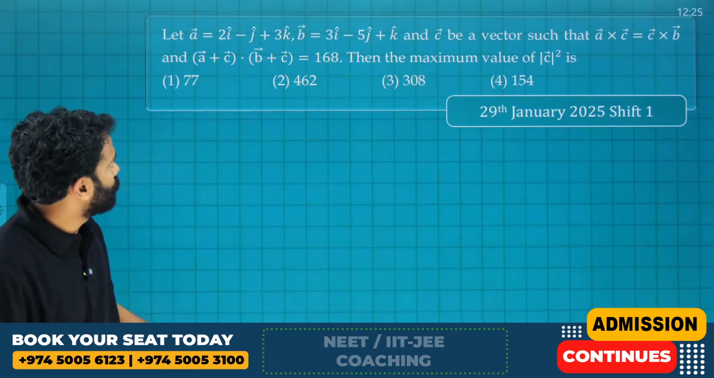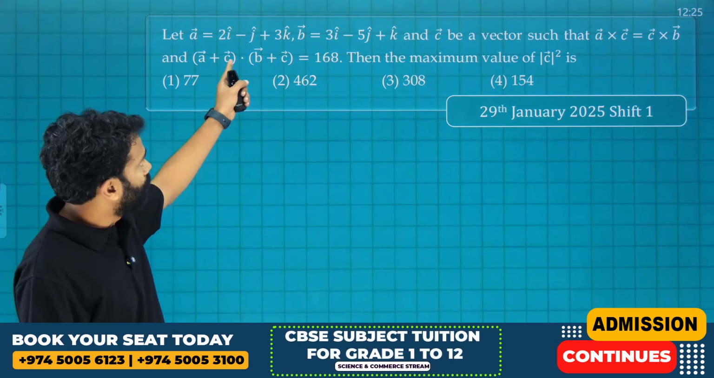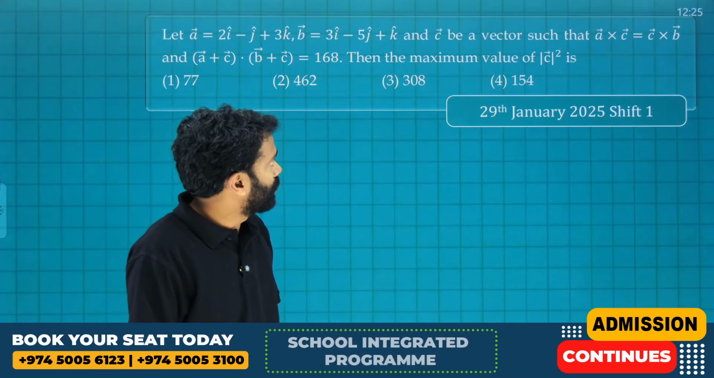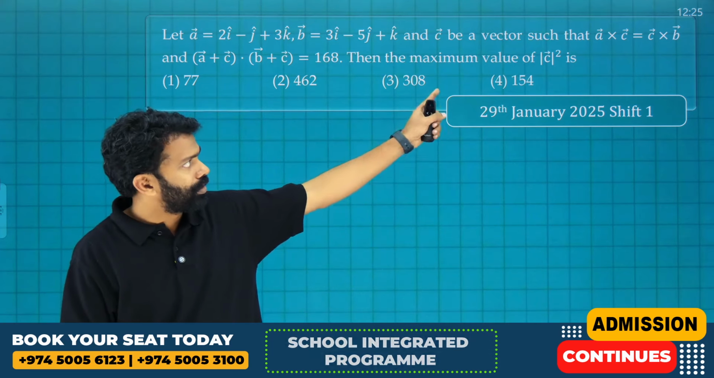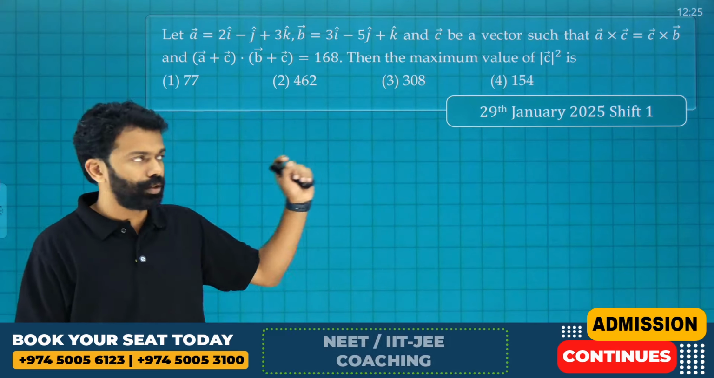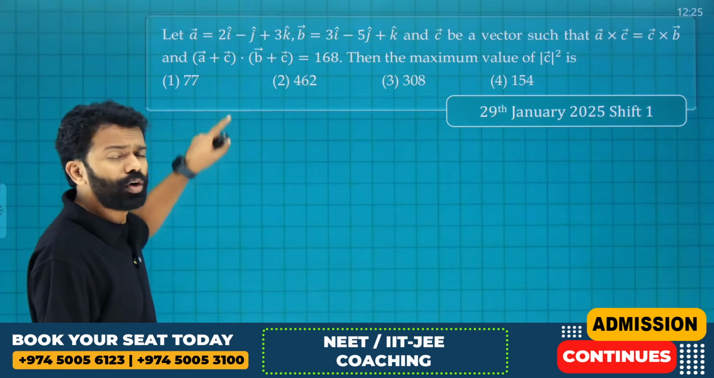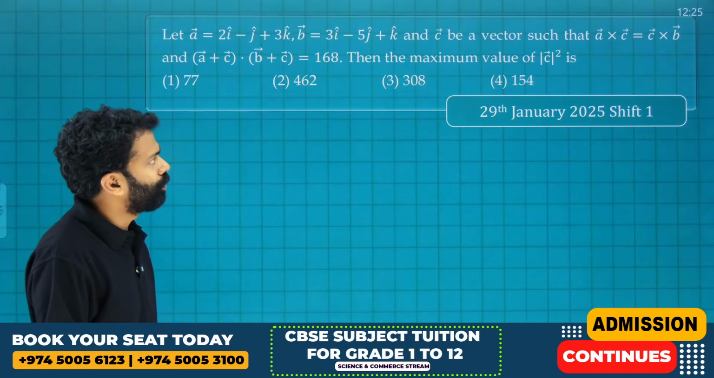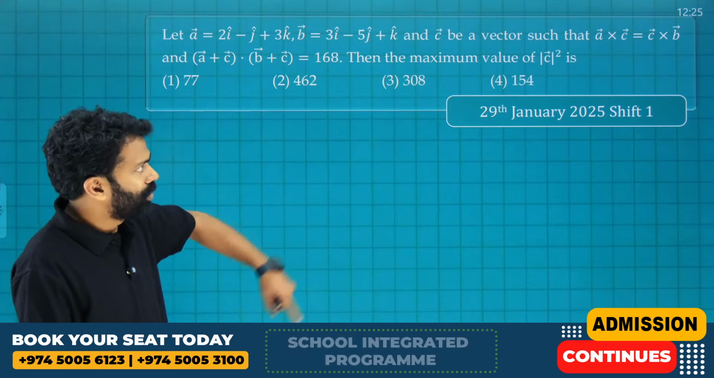Our very first question: two vectors are given, vector A and vector B. Vector A is equal to 2i minus j plus 3k, and vector B is equal to 3i minus 5j plus k. And another vector, vector C, is given such that vector A cross vector C is equal to vector C cross vector B, and (vector A plus vector C) dot (vector B plus vector C) is equal to 168. Then you need to find the maximum value of magnitude of C square. Okay, so let's start from here.